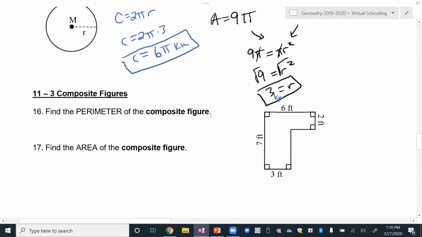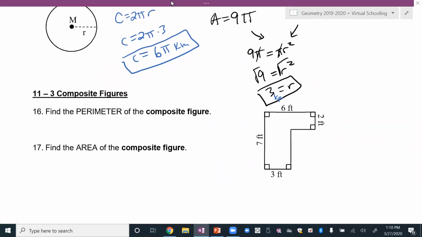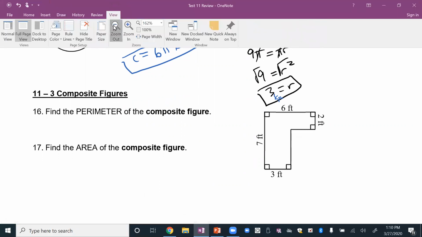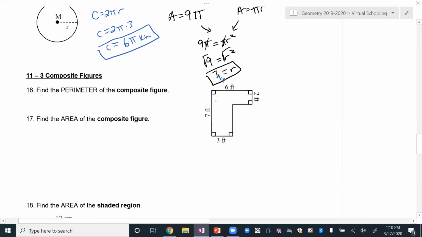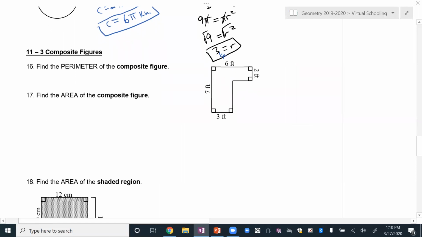The composite figures, the biggest thing to go about these for you to go ahead and work with is that you want to go ahead and cut them into proper rectangles or circles or whatever you need to go ahead and find. So like on this one, what I would go ahead and suggest is that you can cut it here, and then you get a 6x2 rectangle at the very top.